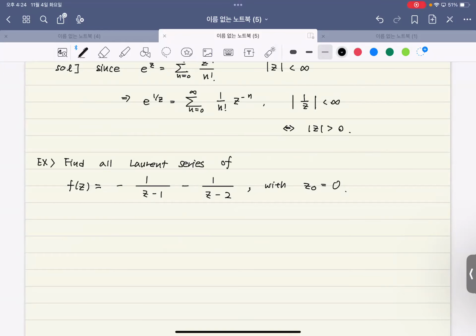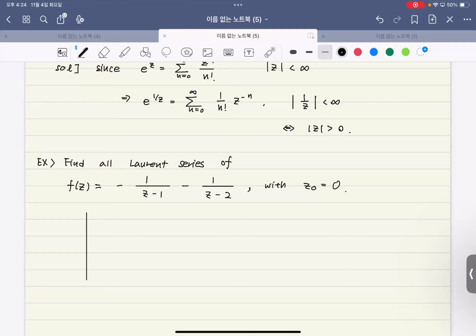Okay, so hold on. What do I mean by all Laurent series? Do I have many different Laurent series? Well, according to the uniqueness of the Laurent series, it must be unique. So this exercise is actually asking us to find the Laurent series for different annulus domains.